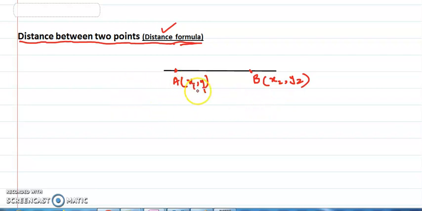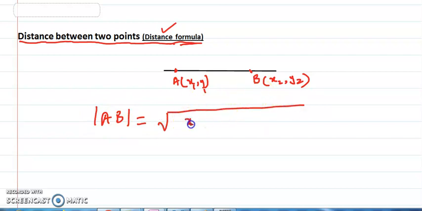Now the distance formula between them, if I have to find the distance, will be equal to the magnitude of the line AB. So we write it will be equal to the square root of (x2 minus x1) squared plus (y2 minus y1) squared. Now how to remember that? It's very simple: whatever the later point you are choosing, as I'm finding the distance from A to B, the later point is B, so I will take its first coordinate minus the first point's first coordinate, squared, plus the later point's second coordinate minus the first point's second coordinate, squared.